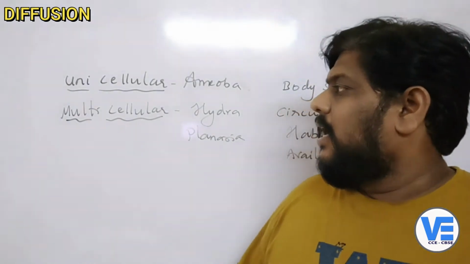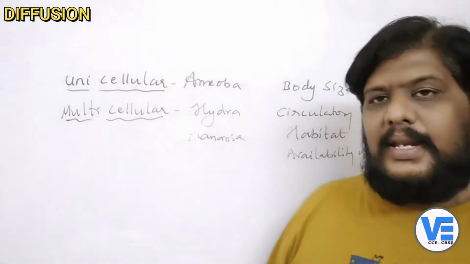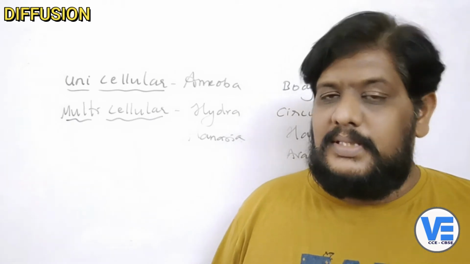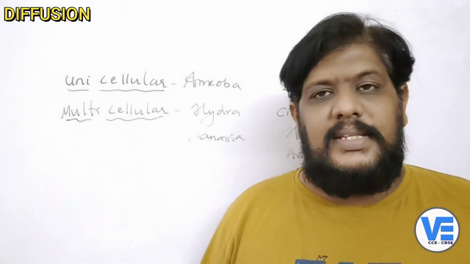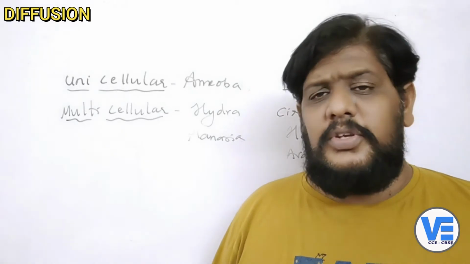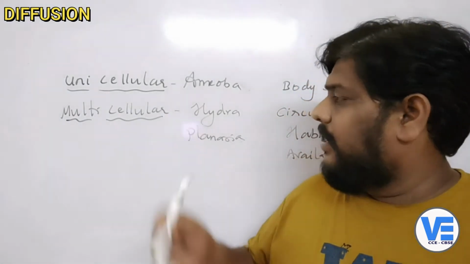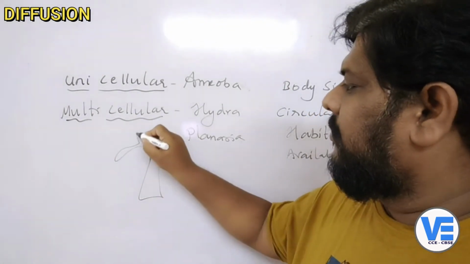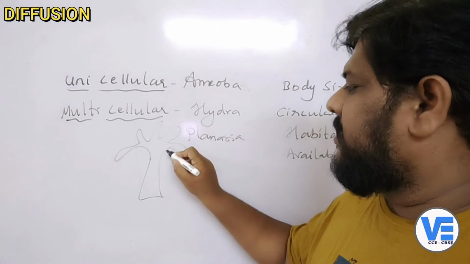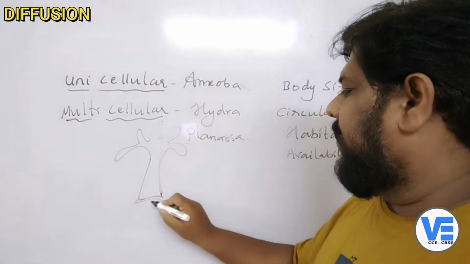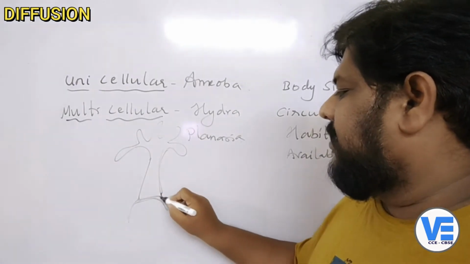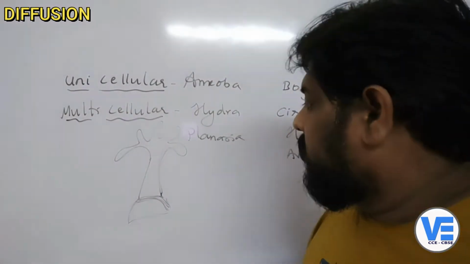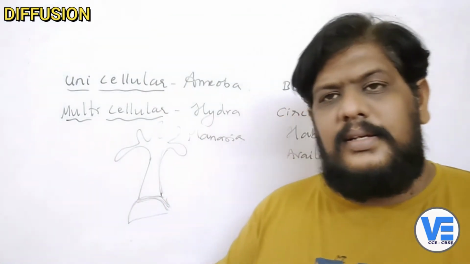Next, if you come to multicellular organisms like Hydra and Planaria, even though they are multicellular, they are very, very tiny, and the respiration in these organisms is also through diffusion. You know what a Hydra is? It is this kind of shaped organism which lives in the water. Basically, it won't move. It is stationary, attached to one particular substratum.